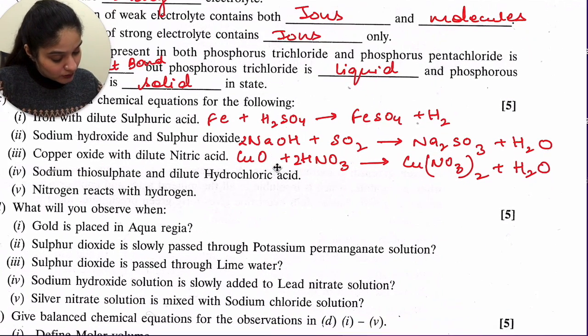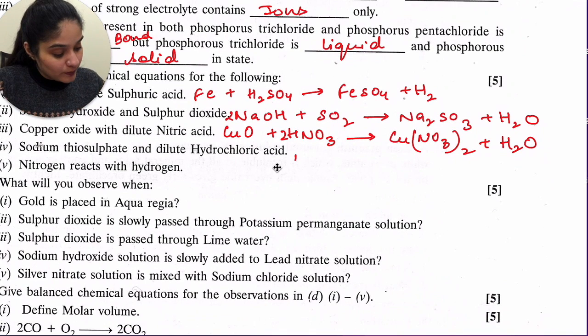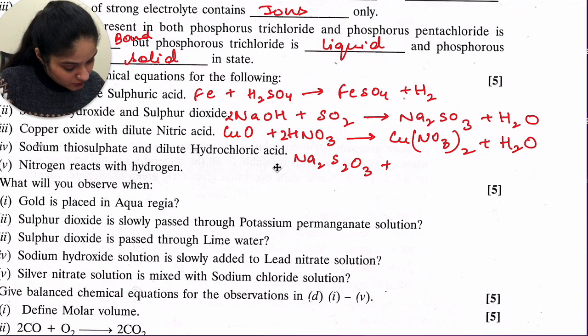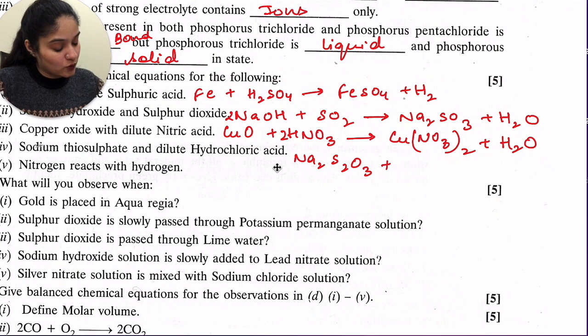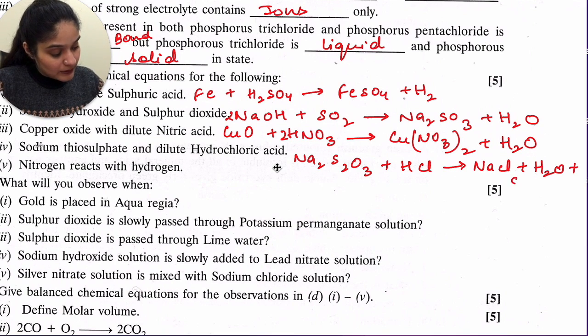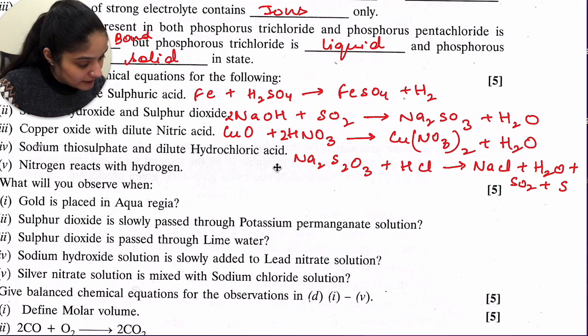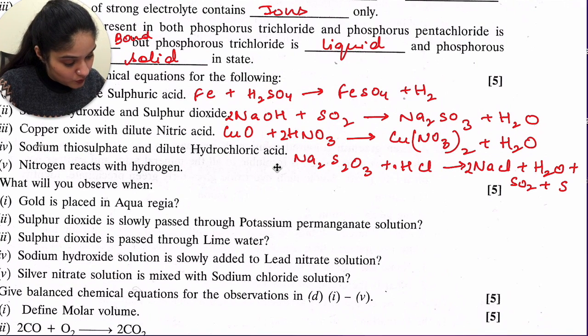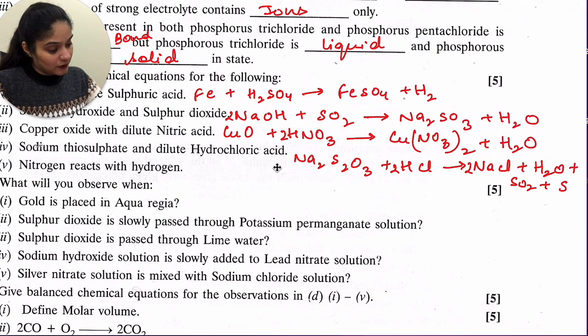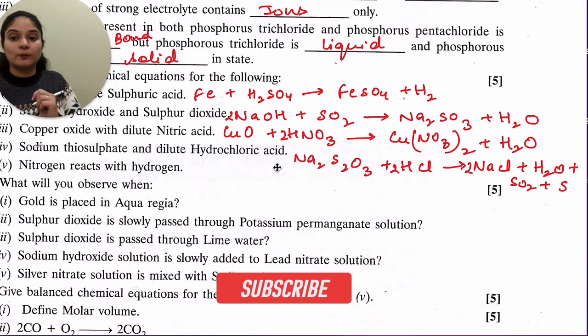So sodium thiosulfate would be what? That would be Na2S2O3 plus you have dilute hydrochloric acid, so HCl, that will give me NaCl plus H2O plus SO2 plus S. Now let's look at the balancing. So add a 2 here. Now for hydrogens, I will have to add a 2 here. So Na2S2O3 plus 2 HCl gives me 2 NaCl plus H2O plus SO2 plus S.